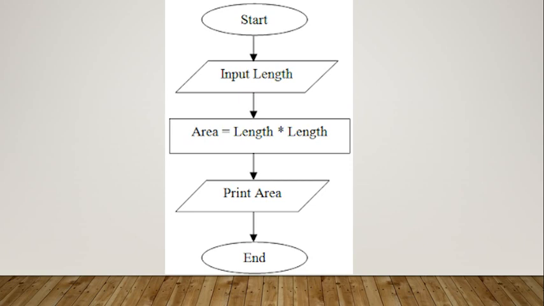In the next step, we are going to print the variable. So again, it shows the logic, the flow lines, in which way the logic should be executed. First start, then input the length, then calculate the area, then print the area, then stop.